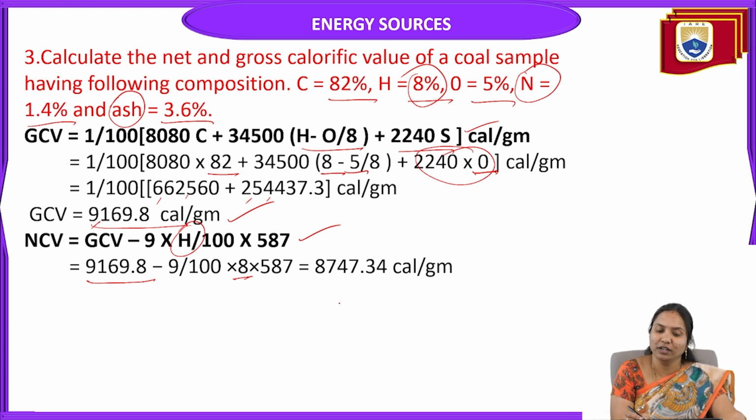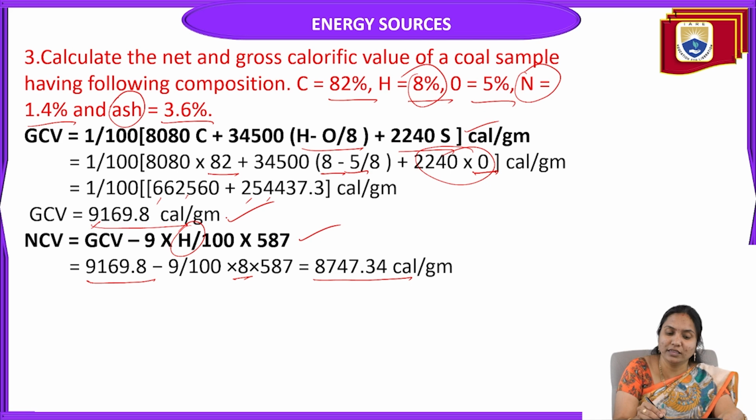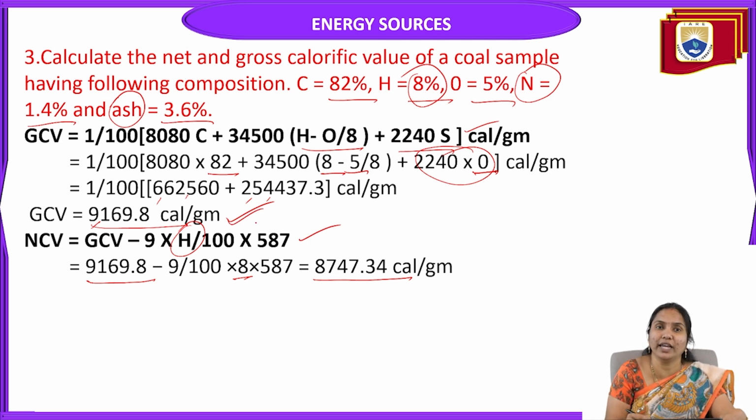So we substitute in this formula 9 by 100 into 8 into 587. So it is equal to 8,747.34 calorie per gram. So the gross calorific value of the given fuel is 9,169.8 calorie per gram and the net calorific value of the given fuel is 8,747.34 calorie per gram.